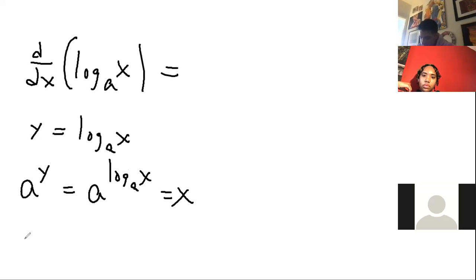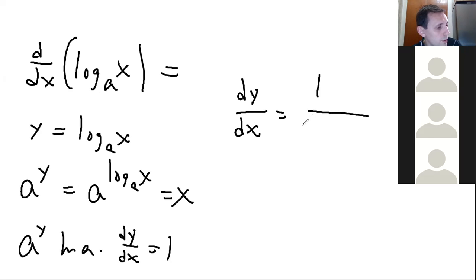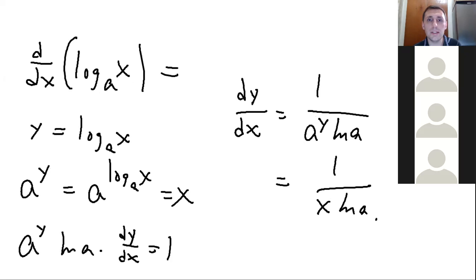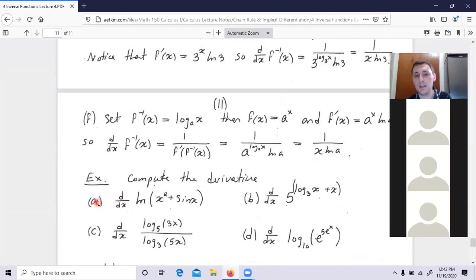So then by implicit differentiation, the derivative of a to any power is a to that power times ln a times dy/dx, which is 1. And so dy/dx equals 1 over a to the y ln a, but a to the y in terms of x is simply x, so it's 1 over x ln a. Good. So now please, as quickly as you can, we're wasting a lot of time here, calculate the derivatives of the functions in a, very fast.